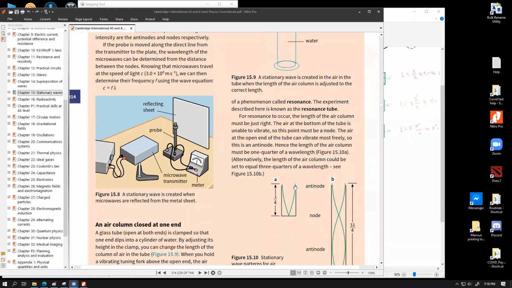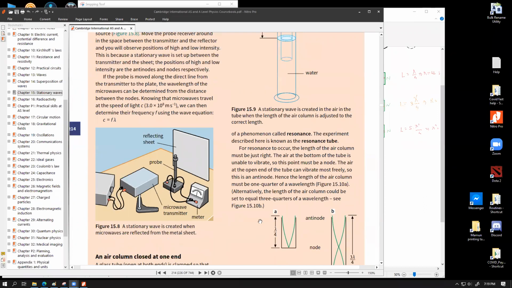The third experiment that we have is the air column closed at one end. Yes. Other experiments, there was a question, like if we're vibrating the source a little bit, how is it producing larger amplitudes in the stream? The source is not an antinode, so how are we producing larger amplitudes?